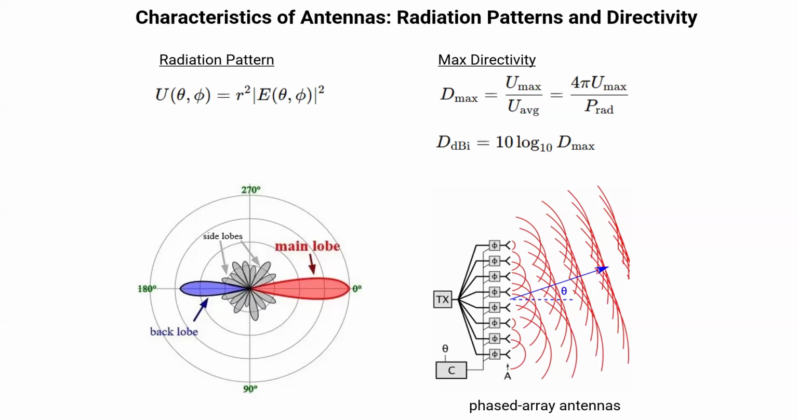radiation directivity. And on top of that, if I change the phase of radiation from these antennas, I can also manipulate this main lobe. So I can achieve the beam steering effect. I can control the direction of the main lobe.